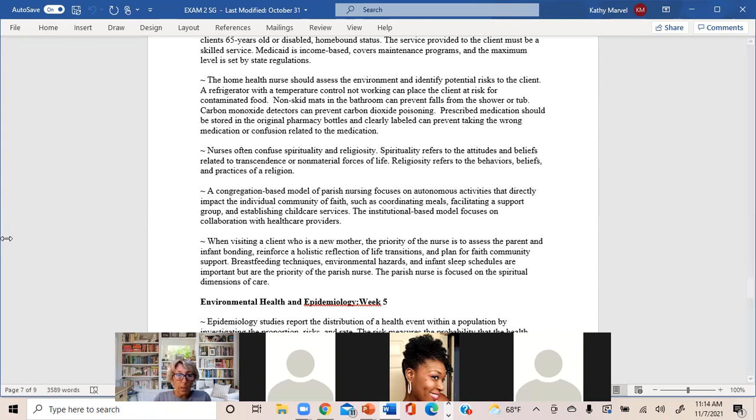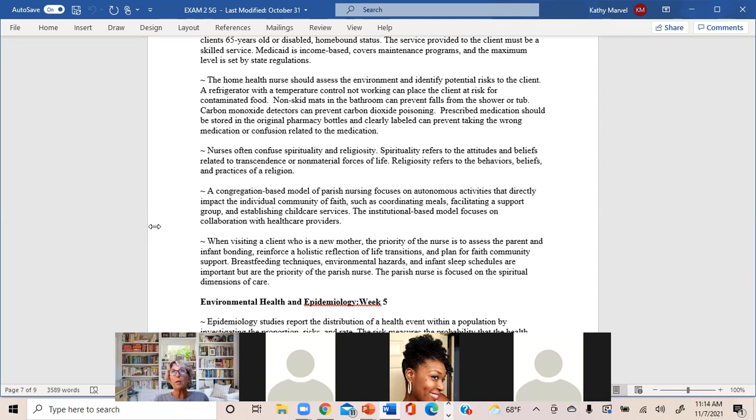And then the next three paragraphs are faith community nursing, right? We talked about the difference between spirituality and religiosity. Please know the difference between the two of them. Spirituality refers to the attitudes and beliefs related to the transcendence of non-material forces. So that's the big picture. Spirituality is the big picture. Okay, religiosity refers to behaviors, beliefs of a certain religion.